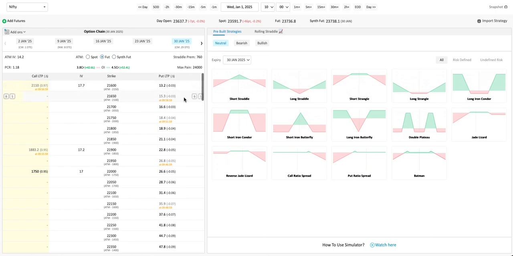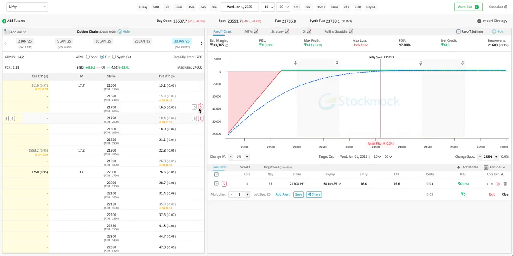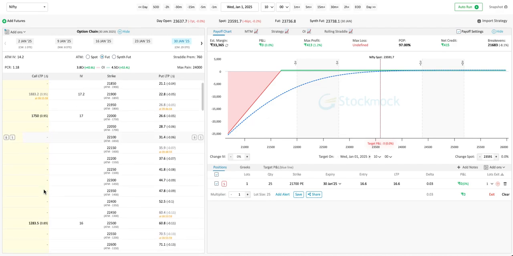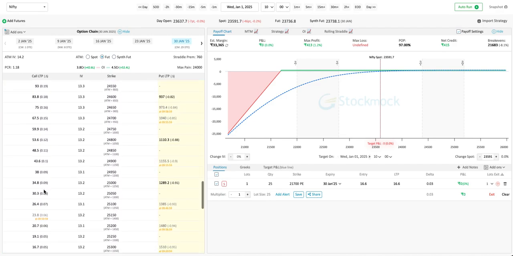Let us go, say, 16. I'm greedy, so let us go for 16. I'll click on S. S means I'm selling it, so it is sell. And similarly I have to go on the other side, which is like 14.